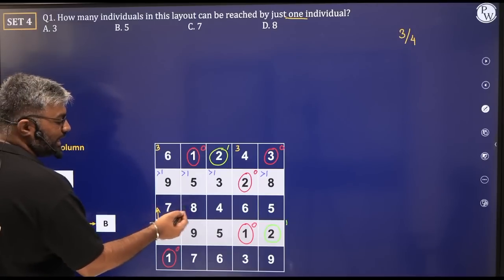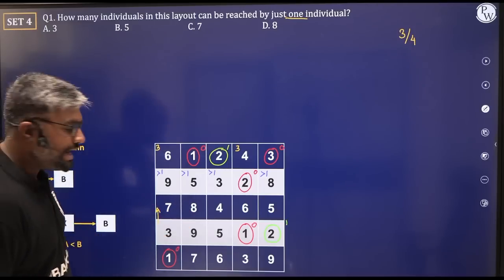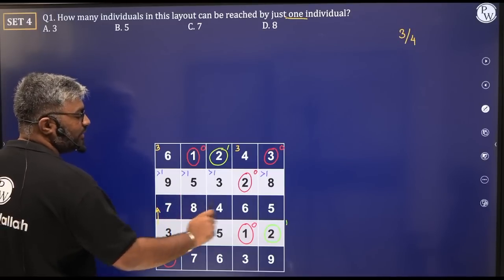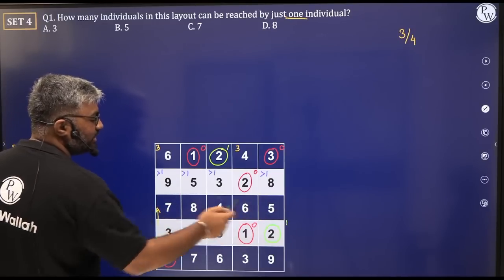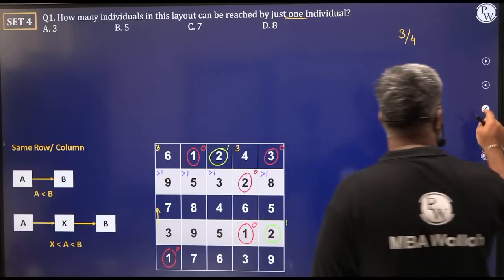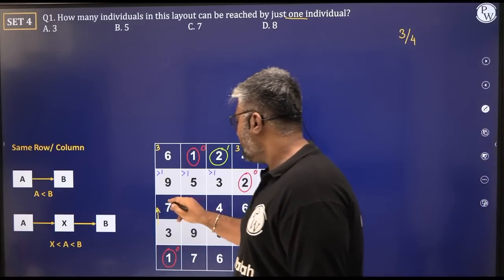Can we reach from here? 8 to 7? Again not possible. Right? 8 से 7 नहीं जा सकते because 8 is greater than 7. So if this is greater than 7, we don't even have to look ahead. आगे देखने की जरूरत नहीं है क्योंकि ये अटकेगा. So with 7, we have exactly 1. Right? Unfortunately, with 7, we have exactly 1.